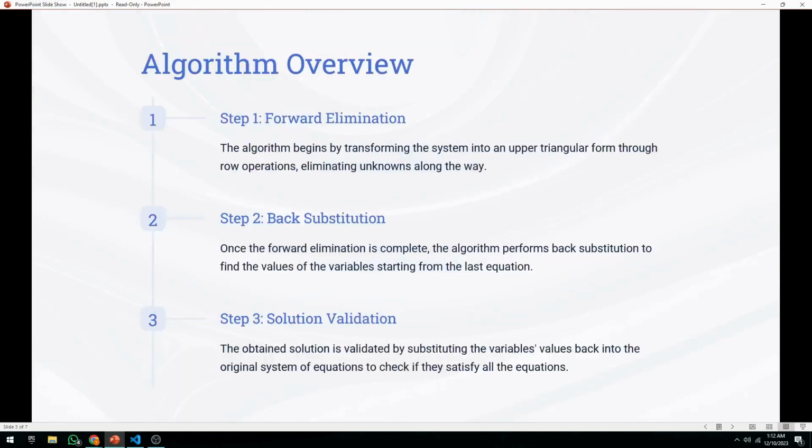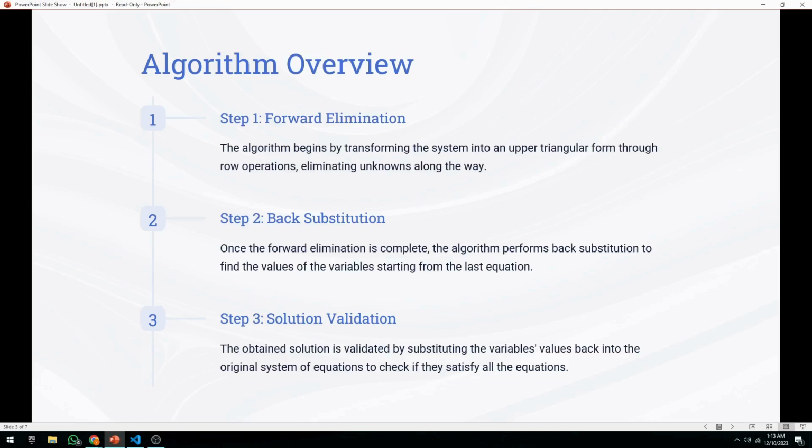And now moving towards the next slide, we got the algorithm overview of the Gauss elimination method. Step one is forward elimination. The algorithm begins by transforming the system into an upper triangular form through row operations and then eliminating unknowns along the way. And then step two, that is back substitution.